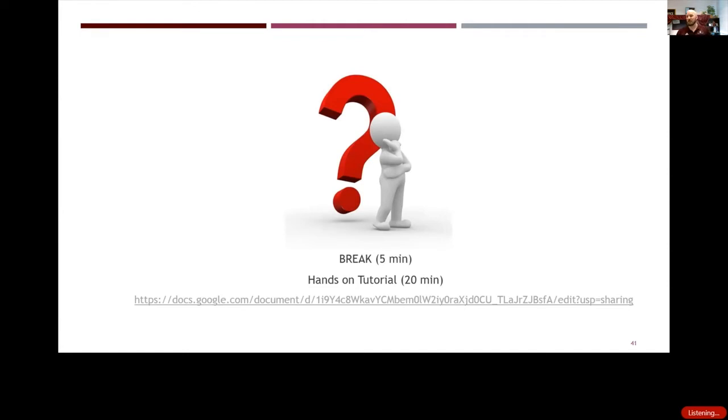But then after that, we're going to take a 5-minute break, and then we'll come back and do a brief 20-minute tutorial walking through some different technical ways that we can protect the privacy of sensitive information in data science research. It's very, very cool. I think you'll like it.